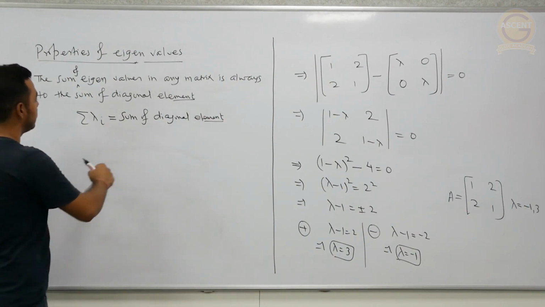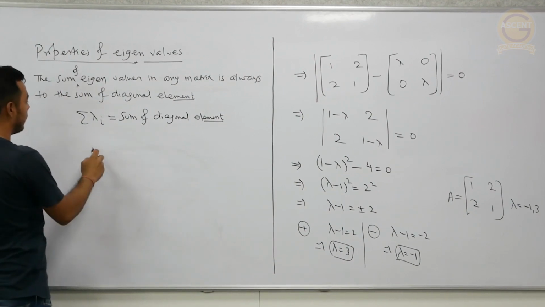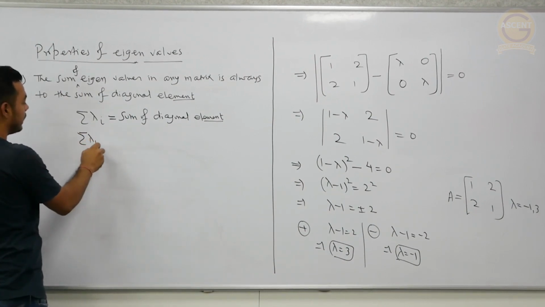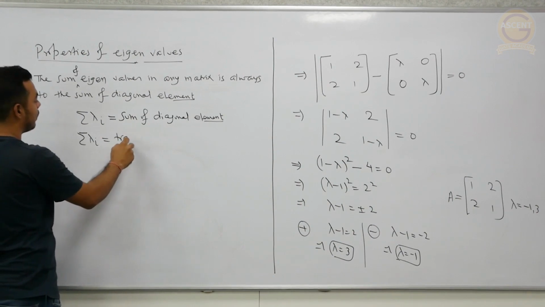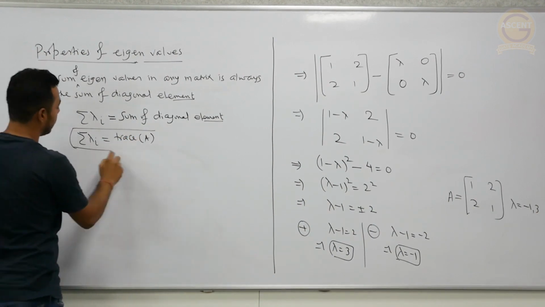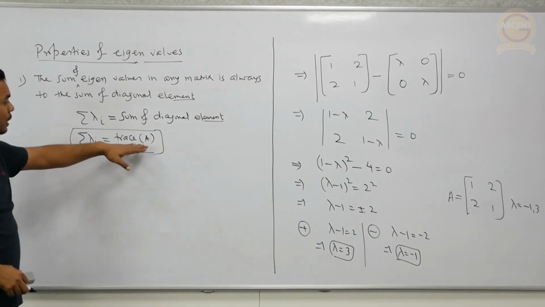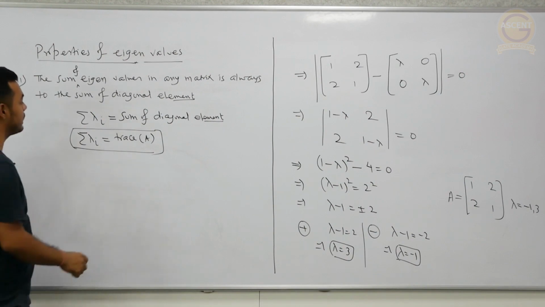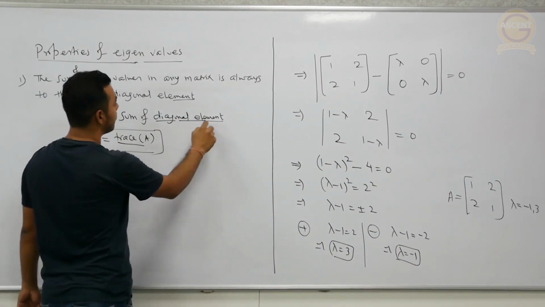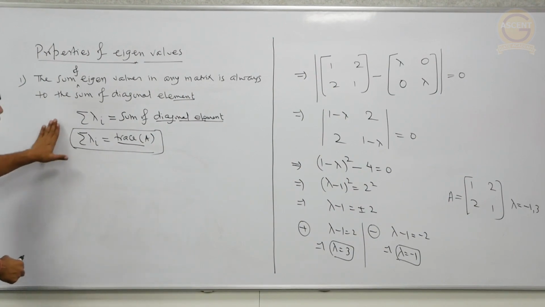Now see, sometimes this sum of diagonal elements is also given a special name. This is called the trace of the matrix. So we can write that summation lambda i is equal to trace of matrix A. Lambda i are the eigenvalues of matrix A. So the sum of all the eigenvalues is always equal to the trace of the matrix. Trace is nothing but the sum of diagonal elements. The sum of all the diagonal elements is called the trace of the matrix. So this was the first property.